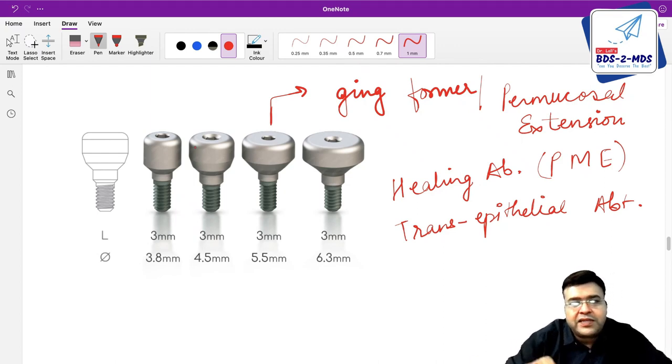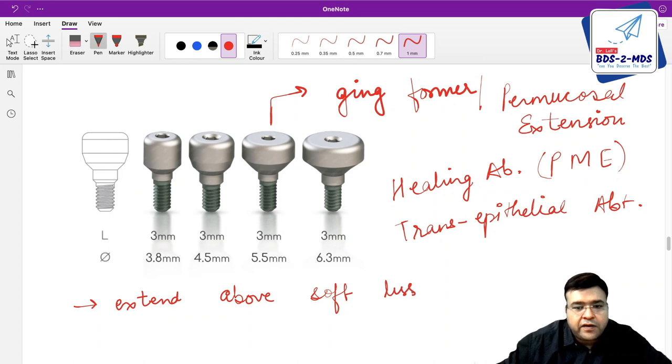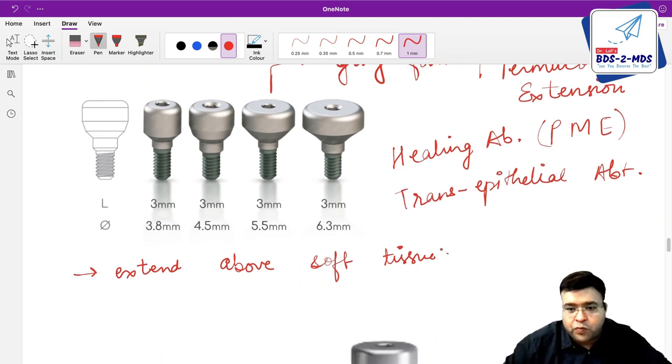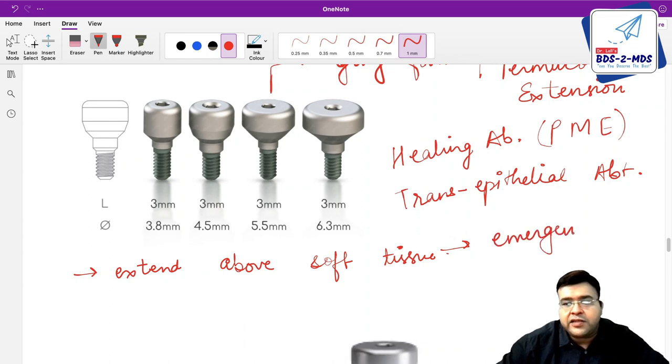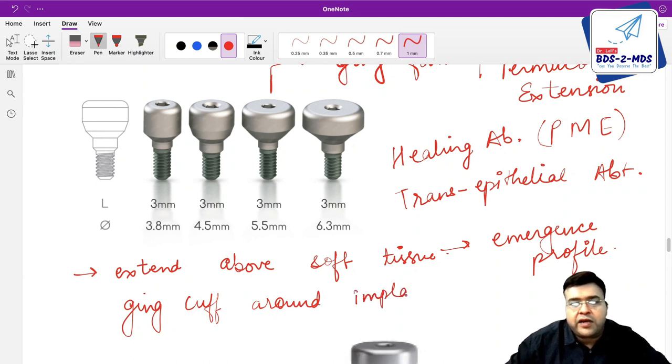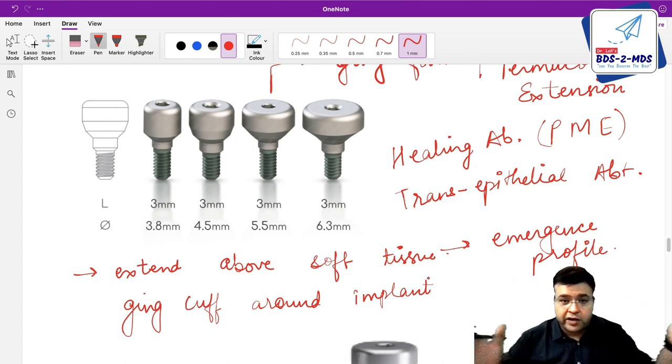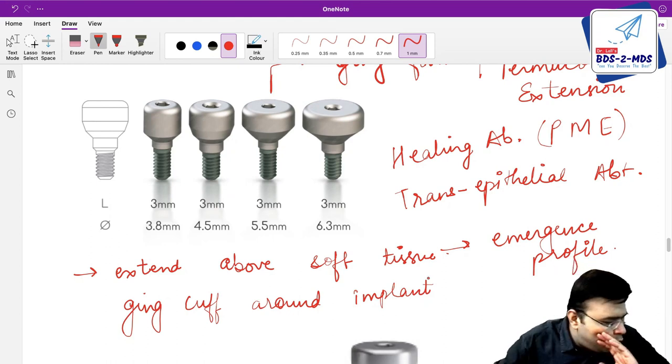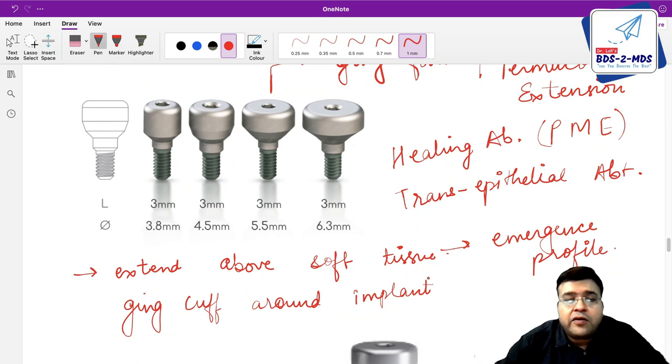When you see these gingival formers, they are going to extend above the soft tissue, whereas the cover screw totally goes in, it is at the level of the implant. Now this extends above the soft tissue. What does it do? It forms the emergence profile. So basically it forms a gingival cuff around the implant so that when you place your crown there, it should look like the crown is coming from within. The pontic space or the implant crown should not look as if it is something completely different. So it should come out, and that is the purpose of a gingival former.